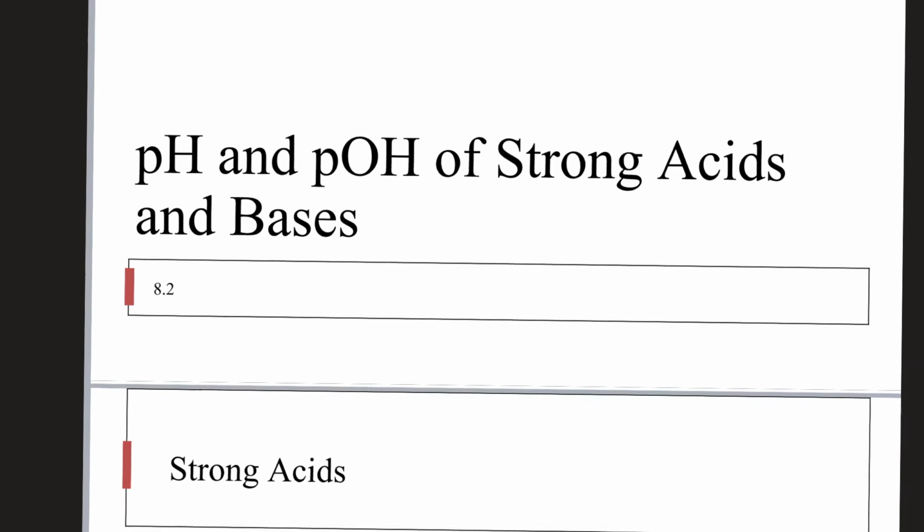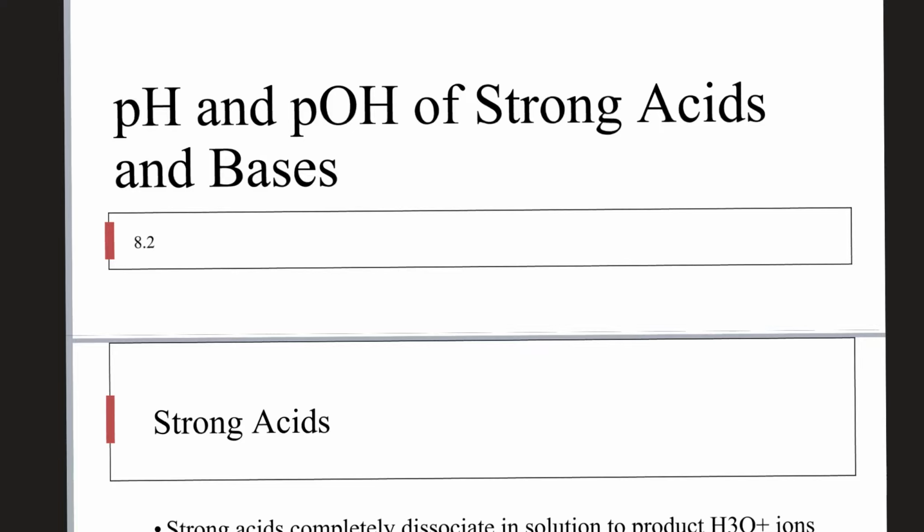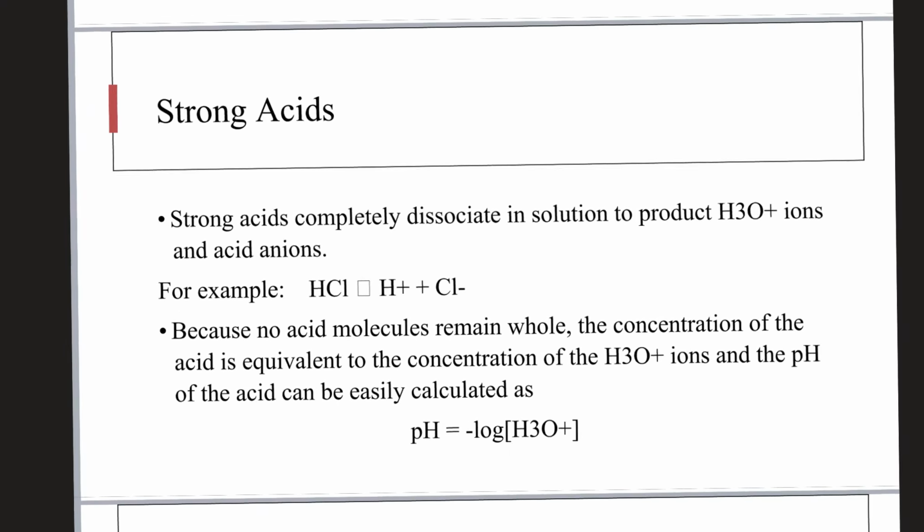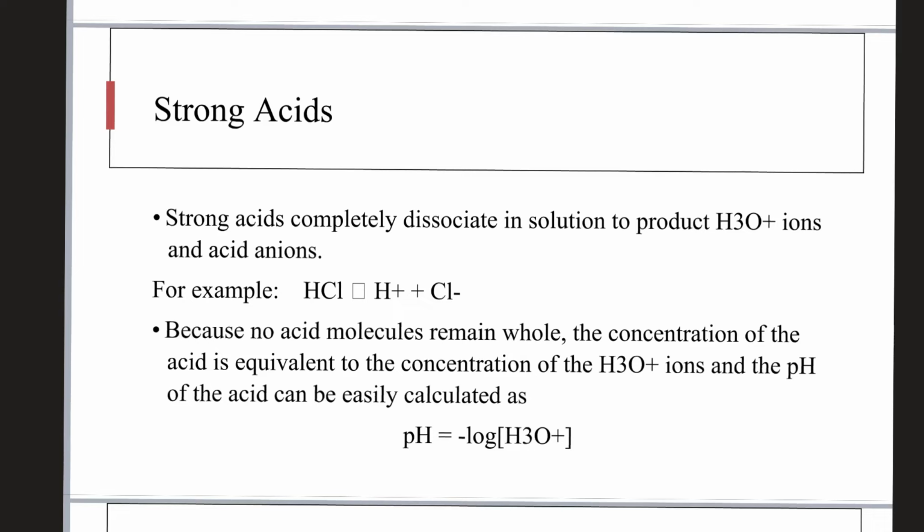So pH and pOH of strong acids and bases. This is section 2. When we're talking about strong acids, they basically dissociate 100%. What I mean by that is that if you were to add HCl and dissolve it into water, HCl, being a strong acid, will dissolve completely. It will break up into its respective ions, and all of it will. So HCl will dissolve into H plus and Cl minus, and that's always the case.